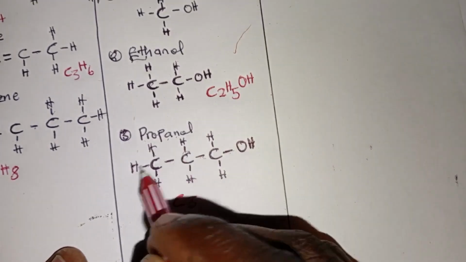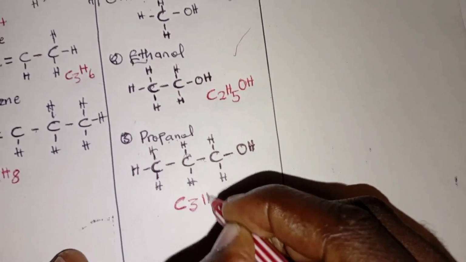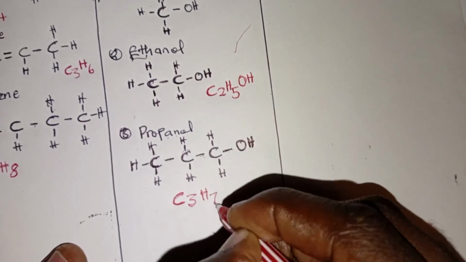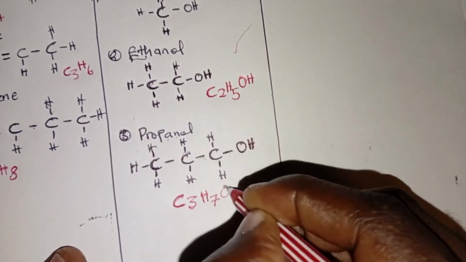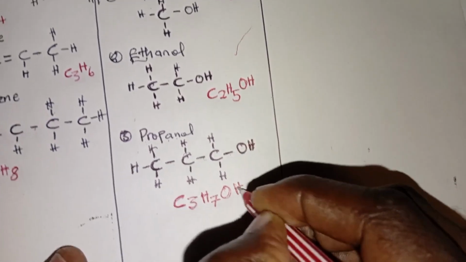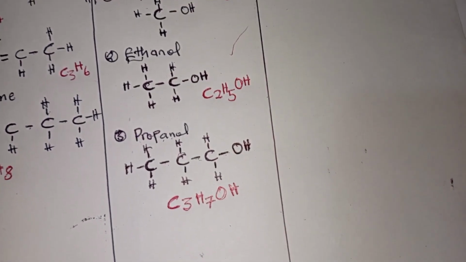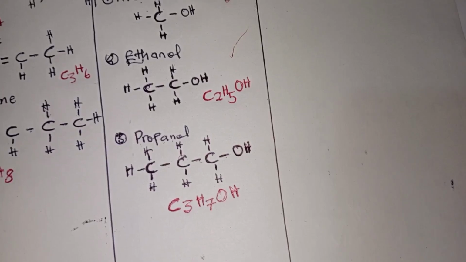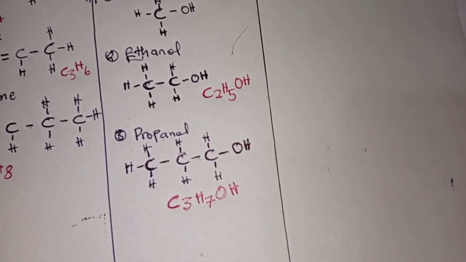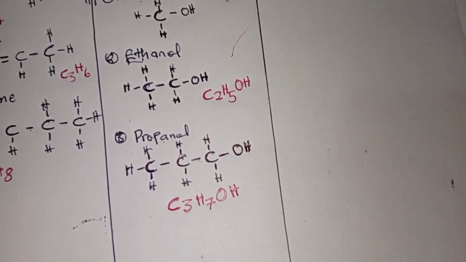Hydrogen 6, 7, so you write H7, and then the OH. So that is how you write propanol. Okay, this is how you write propanol. Now we go to the next member.